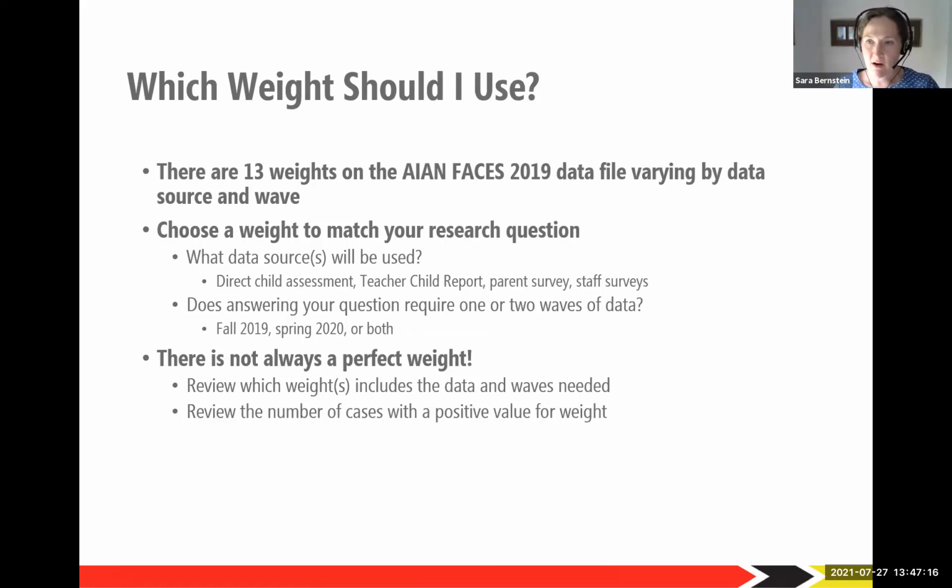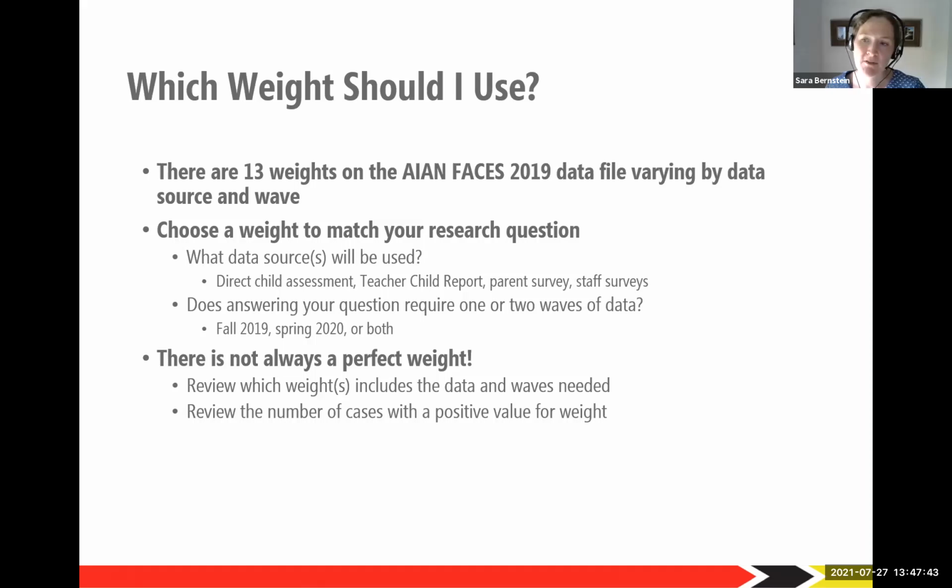Okay, so there are 13 weights on the data file. There are 3 cross-sectional fall weights, 7 cross-sectional spring weights, and 3 program year weights. So deciding which of the analysis weights to use can be a challenge. There's not always a clear answer, actually, but there are a few simple rules that you can follow to make it seem a bit more manageable of a question.